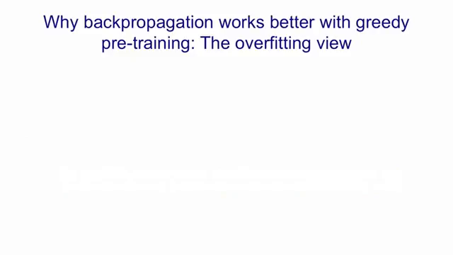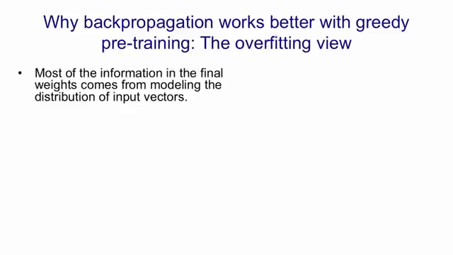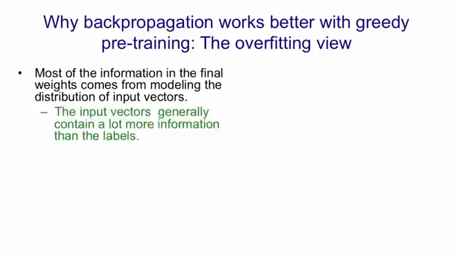In addition to being easier to optimize, pre-trained nets exhibit much less overfitting. That's because most of the information in the final weights comes from modeling the distribution of input vectors. And these input vectors, if you're dealing with something like images, generally contain a lot more information than labels. A label typically only contains a few bits of information to constrain the mapping from input to output, whereas an image contains a lot of information which will constrain any generative model of a set of images.